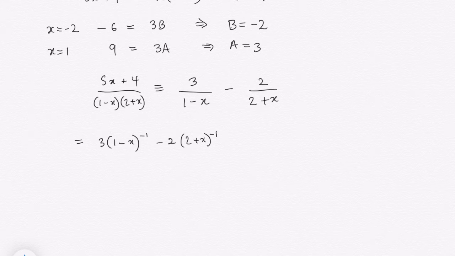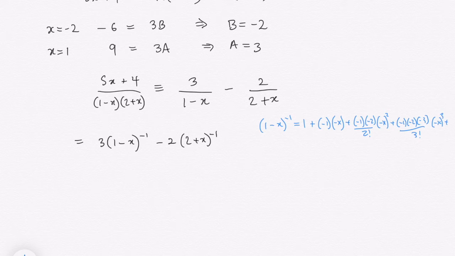If we do our binomial expansions just to the side, the binomial expansion of 1 minus x to the minus 1 is equal to 1 plus n, which is minus 1, times minus x, plus n(n minus 1) over 2 factorial, times minus x squared, plus n(n minus 1)(n minus 2) over 3 factorial, times minus x cubed, plus some higher order terms, which simplifies to be 1 plus x plus x squared plus x cubed plus the higher order terms.